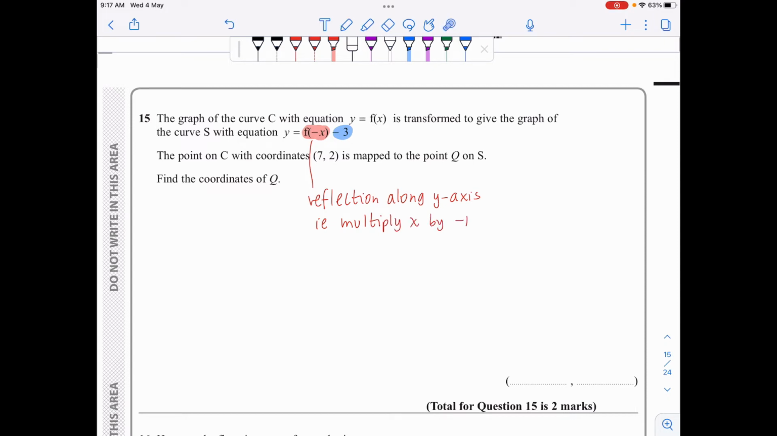Now the minus 3 here means deduct 3 from the y. So it is a translation 3 units down. So, i.e. deduct 3 from y, which means that the point here, the 7, 2, well, I will multiply 7 by negative 1, leaving minus 7, and I will deduct 3 from 2, taking me to negative 1.